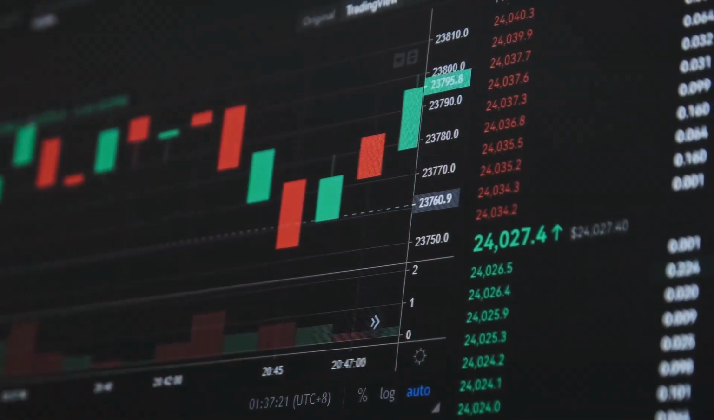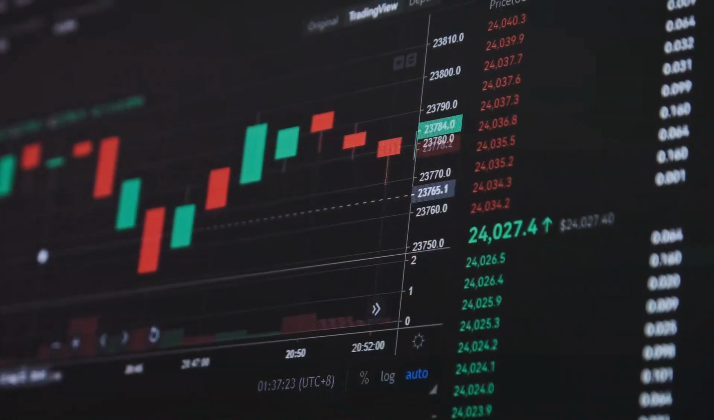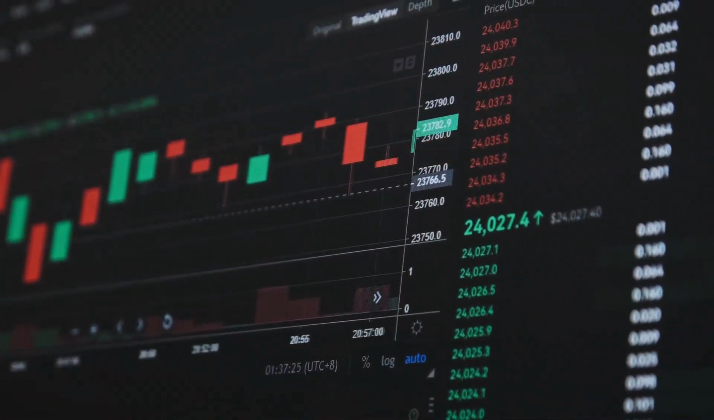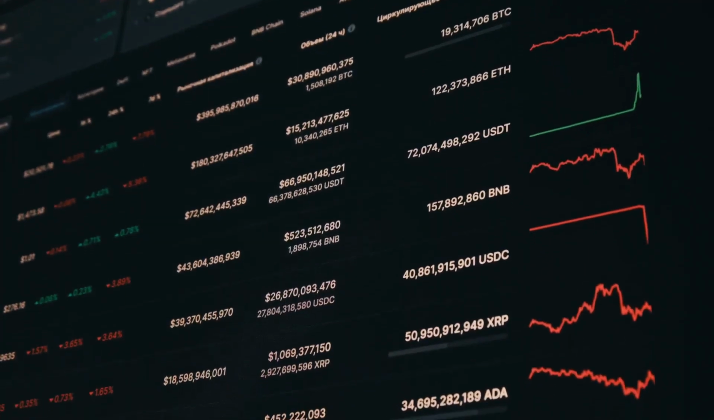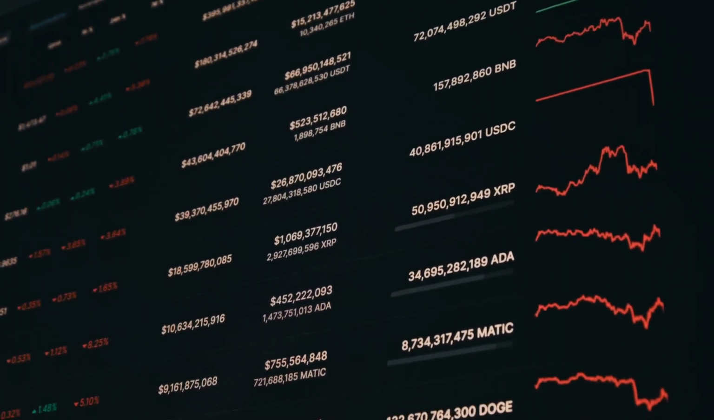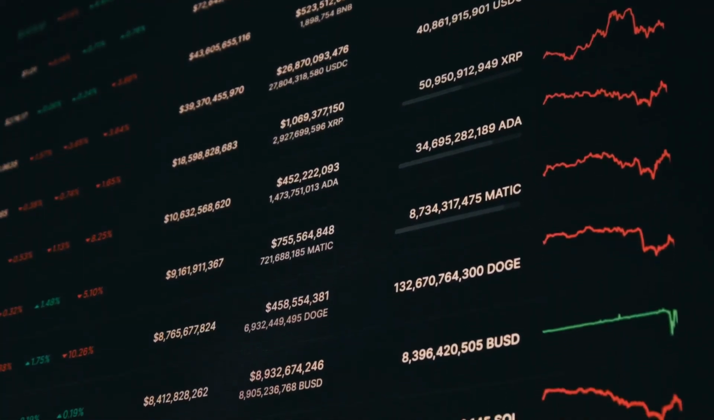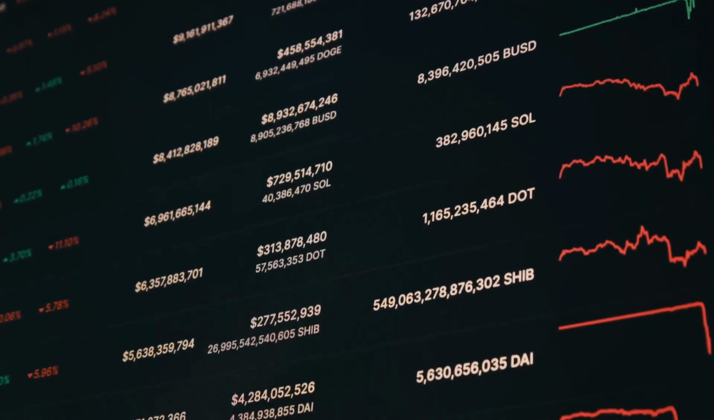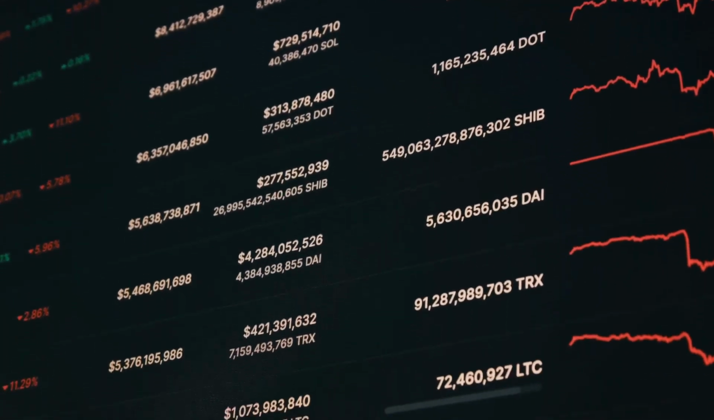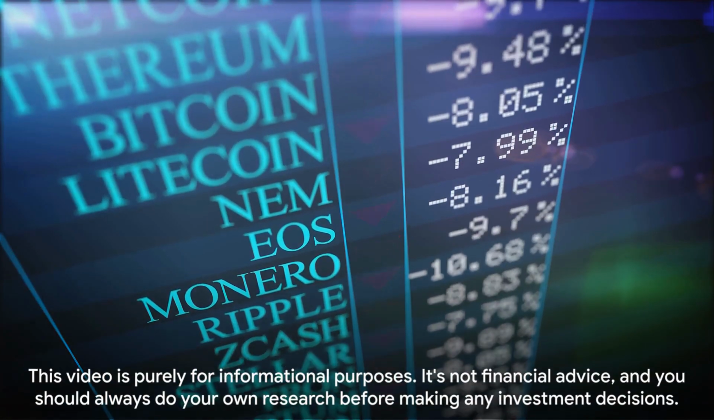They're often referred to as the underdogs of the crypto world, and while they may not have the fame of Bitcoin or Ethereum, they hold incredible potential for high returns. But remember, with great potential comes great risk. These underdogs can be volatile, and their value can fluctuate wildly. They're also more susceptible to market manipulation compared to their larger counterparts.